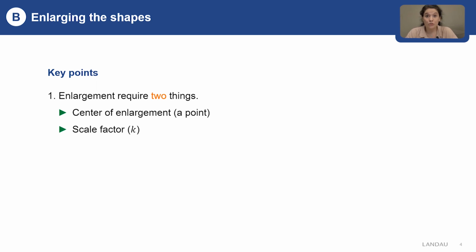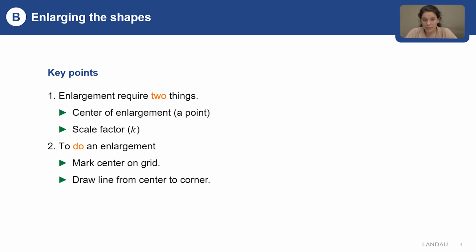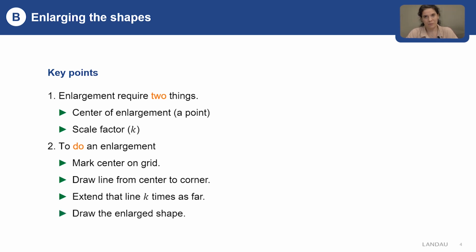Then, in order to do an enlargement, we first have to mark the center on the grid. Then we have to draw a line from the center to the corners. Then we have to extend that line k times as far. Then, of course, we have to draw the enlarged shape.